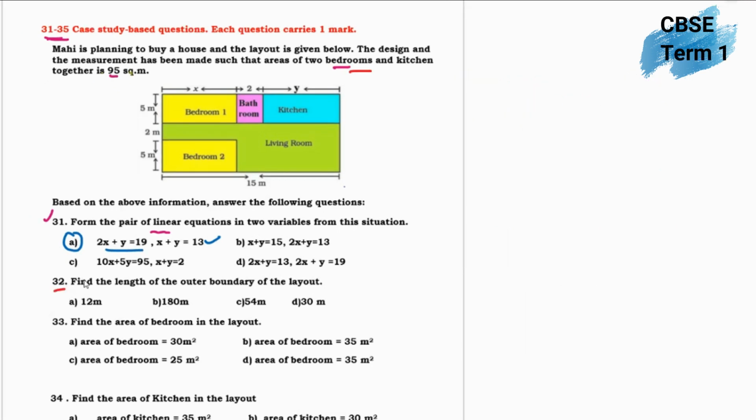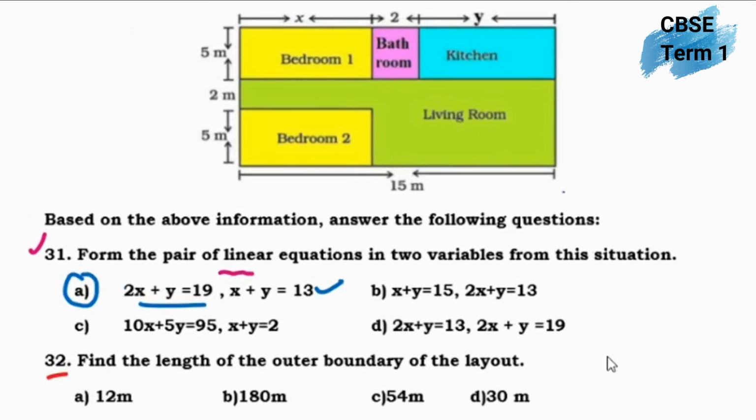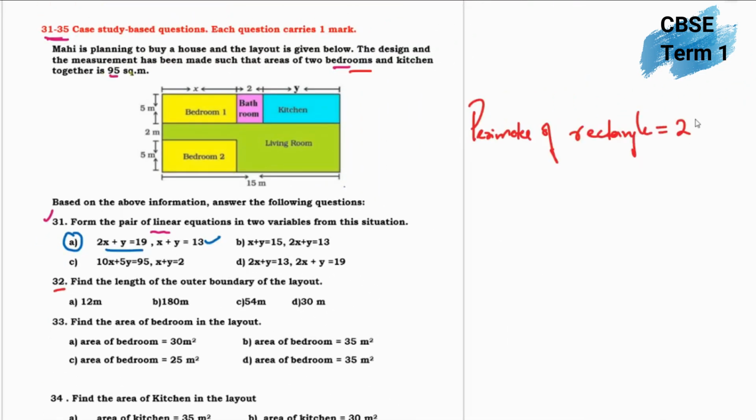Moving on to the 32nd question: find the length of the outer boundary of the layout. The outer boundary of the layout is the perimeter of the rectangle. We know the perimeter of a rectangle is 2 into length plus breadth, where the length in the layout is 15 and the breadth is 5 plus 2 plus 5, which is 12. So 15 plus 12 is 27, and 27 times 2 is 54. So the perimeter of the rectangle, or the length of the outer boundary of the layout, is 54 meters.